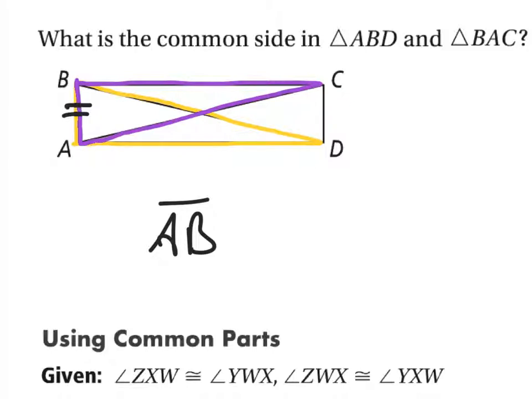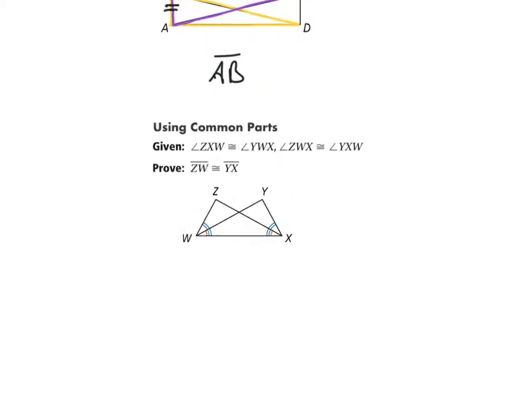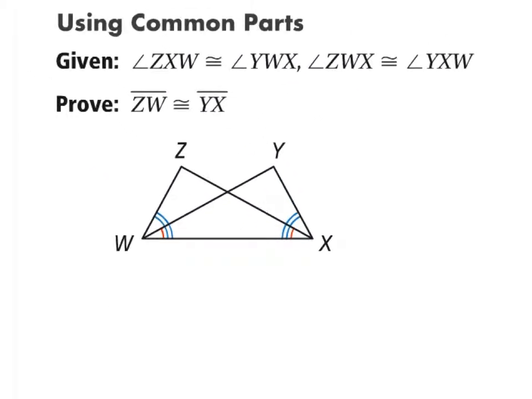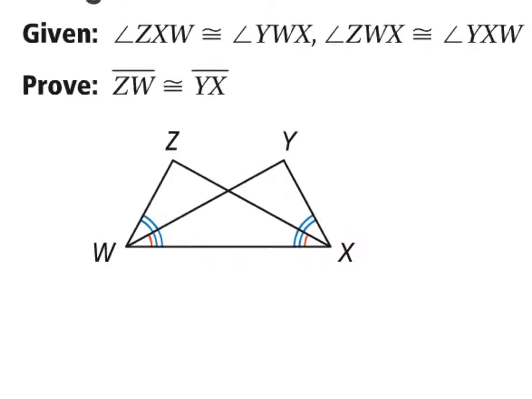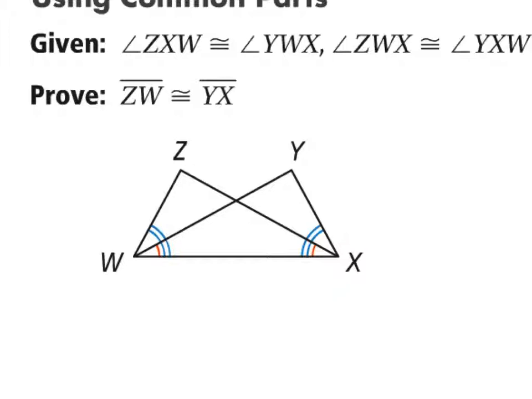All right, so why is this helpful for us? Well, we are going to be doing proofs, and in these proofs, the triangles that we're now trying to prove are overlapping each other. So we've got to be able to dissect the diagram to see what the heck is going on. For example, in this problem, we have angle ZXW is congruent to angle YWX.